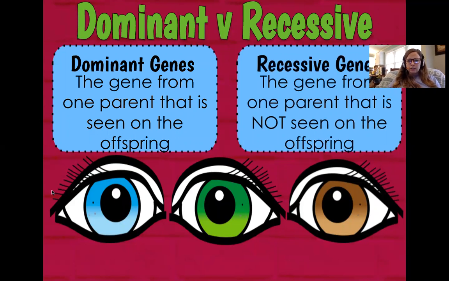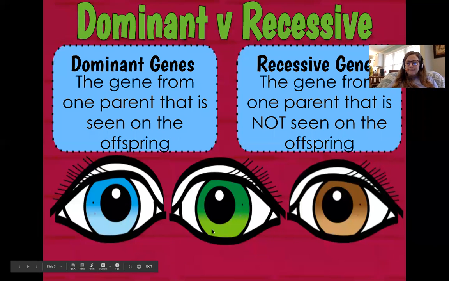And your recessive genes are the genes from one parent that is not usually seen in the offspring. It has a much slimmer chance of being shown. Okay, so those are in the chat. And then after you've written the definitions, I want you to take a guess on these eye colors. Which of these are dominant and which are recessive? I will give you the hint that 2 are recessive and 1 is dominant.